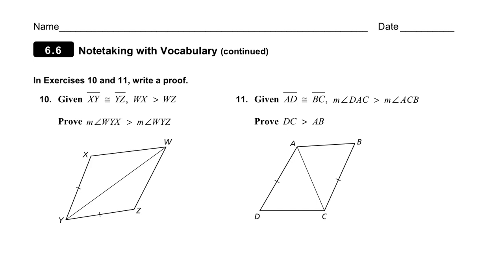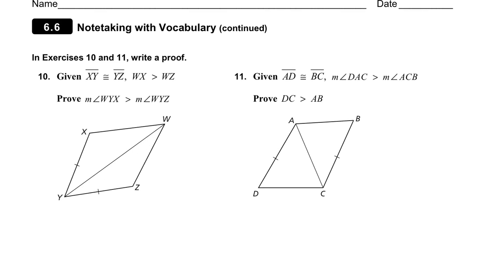All right, in 10 and 11, we want a proof. It's going to be pretty quick, I'm not going to make a super proper proof here, but let's just go ahead and do number 10. We have some givens here. We have given that XY is congruent to YZ, which I see in the diagram, and I also see that WX is greater than WZ. So if we're going to do a proof here, I'll move this up a little bit so I get some more room.